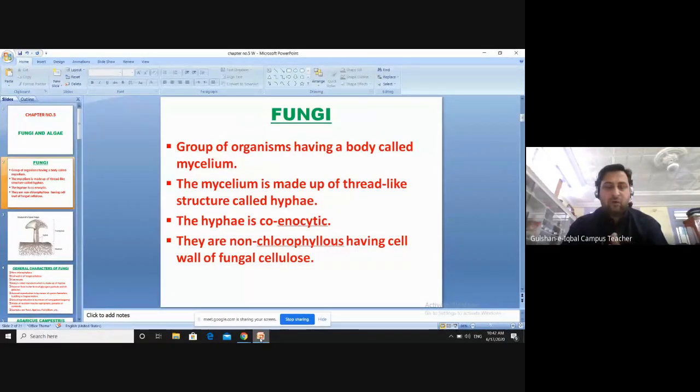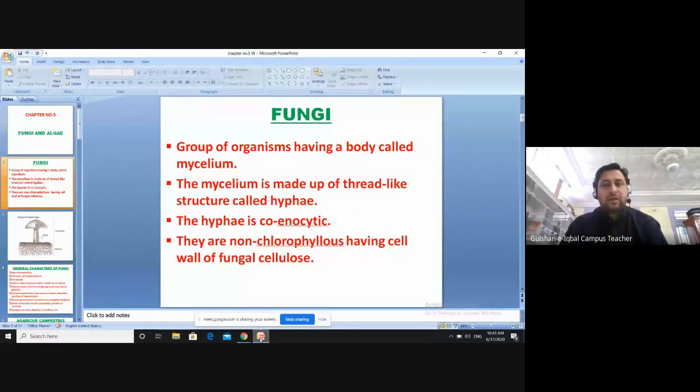So the complete body of fungus is made up of mycelium. It's called mycelium. And the hyphae are basically coenocytic. Their microscopic structure, coenocytic, means that they are multinucleated. In a single cell there are multiple nuclei present. 2, 3, 4 or many nuclei are present in a single cell. So that is known as multinucleated.